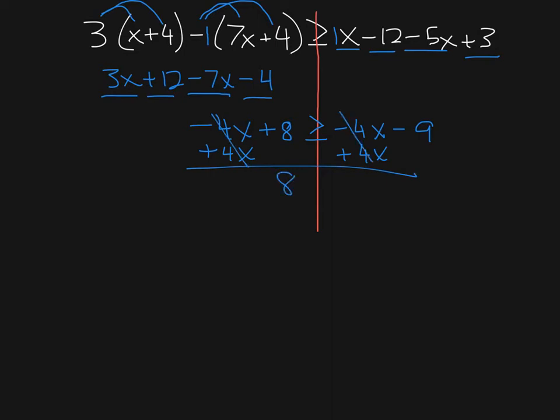Cancels over here, we have negative 9, and our inequality is still the same. Now, we have no variables here. There's nothing else to do. All we're left with is 8 is greater than negative 9. The thing is, it doesn't matter what x is, this statement is always true. So we can say that this inequality has infinitely many solutions. We can also say that all real numbers are solutions.